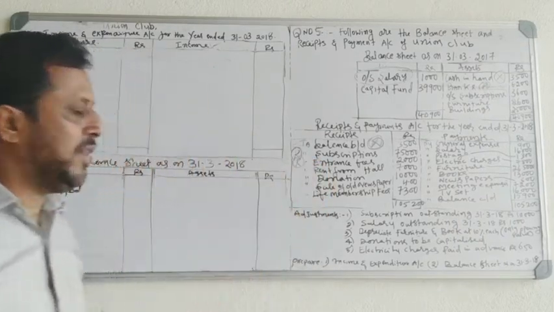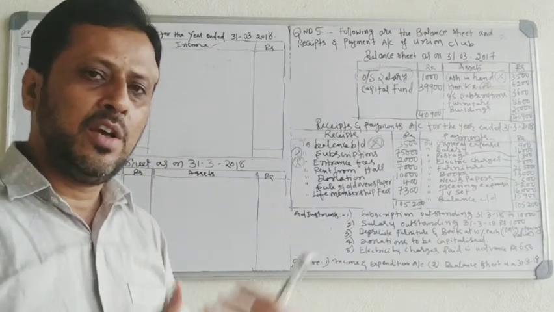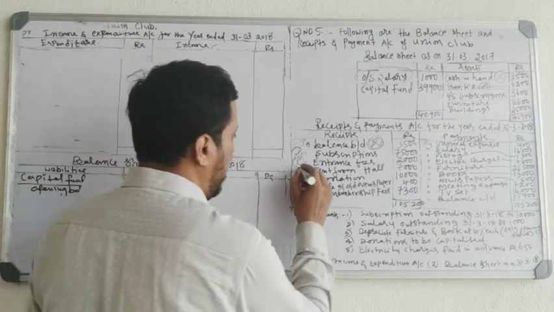Revenue. Then rent from hall. Rent is received every month. So it is a regular income. So take it as a revenue receipt.